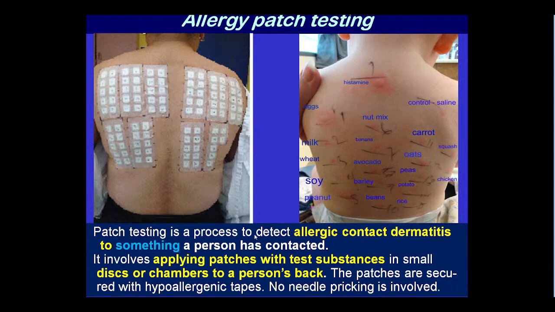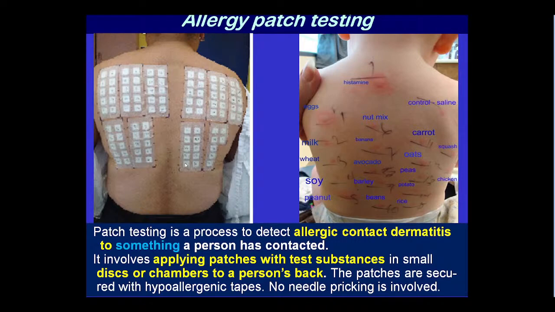Patch testing is a process to detect allergic contact dermatitis to something a person has contacted. It involves applying patches with these substances in small discs or chambers to a person's back. The patches are secured with hypoallergenic tapes, and no needle pricking is involved.